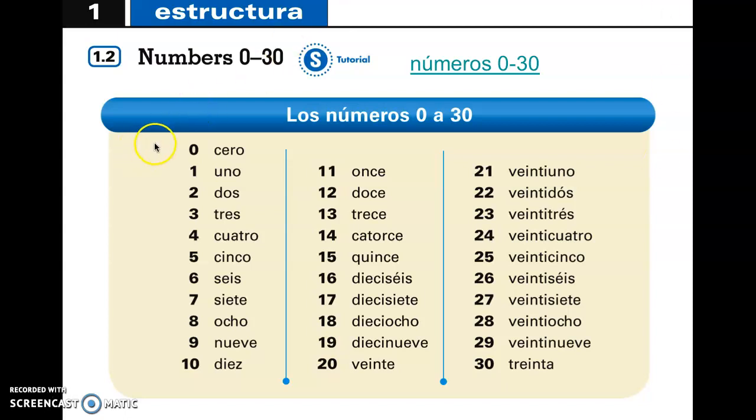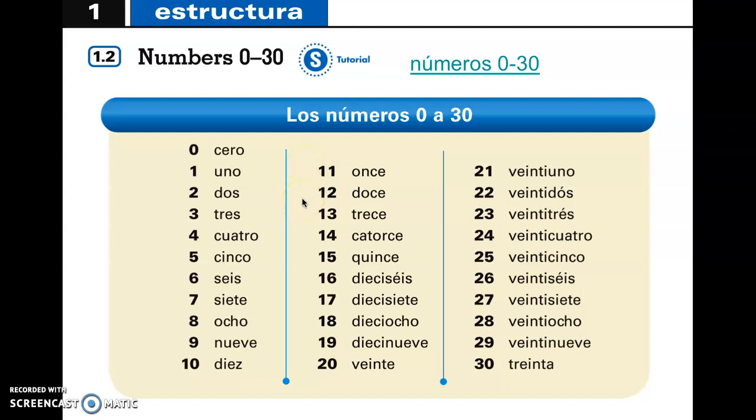I'll start with 0. 0, 1, 2, 3, 4, 5, 6, 7, 8, 9, 10. Let's repeat. 0, 1, 2, 3, 4, 5, 6, 7, 8, 9, 10. ¡Bravo!